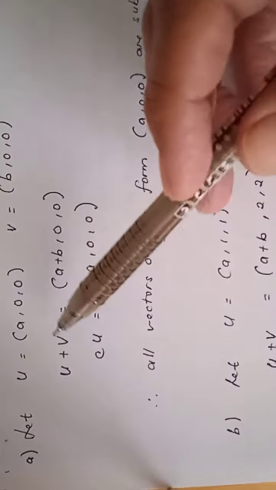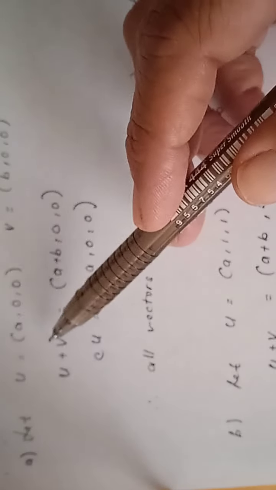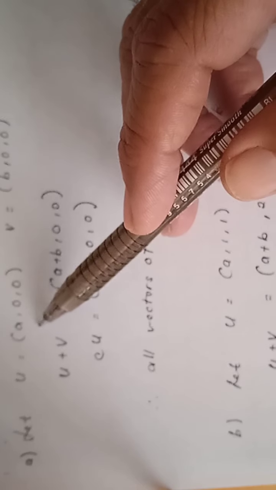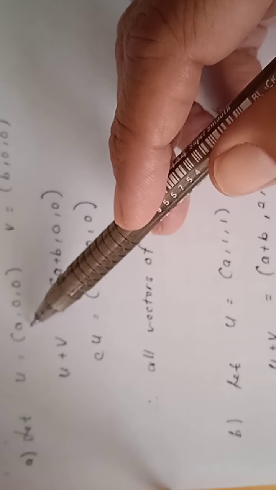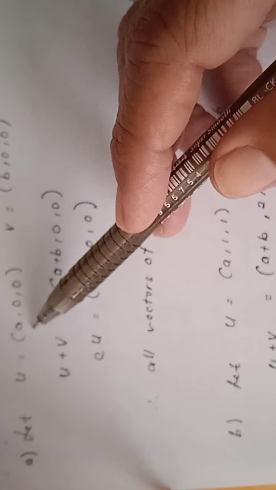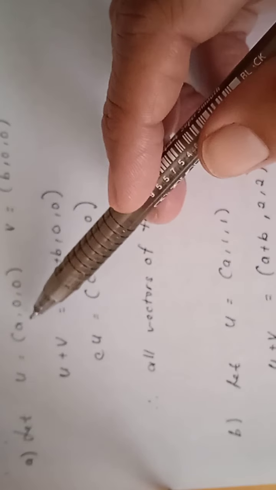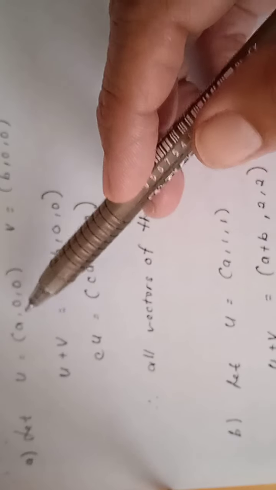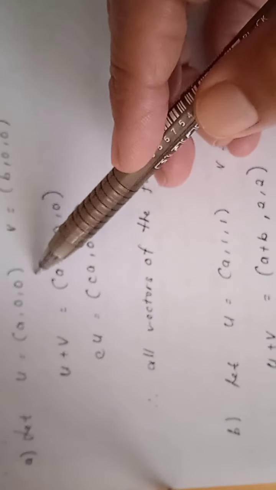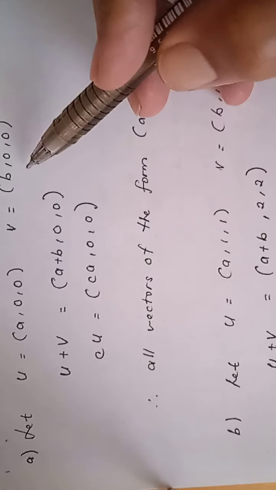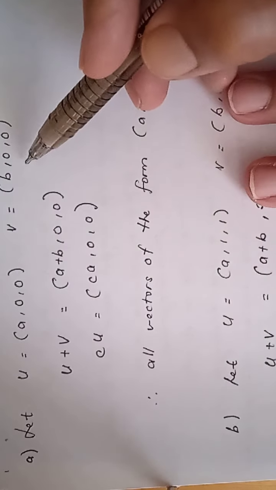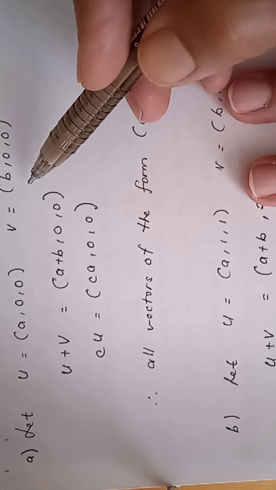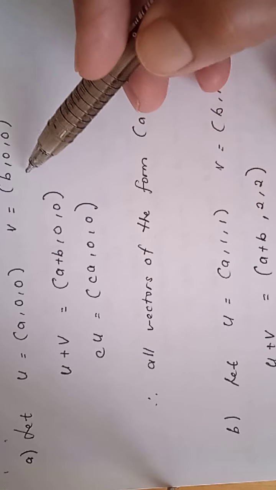Okay, another example. Let W be all vectors in this form, where the first component is a real number and the second and third components are 0. We want to check whether W is a subspace or not.